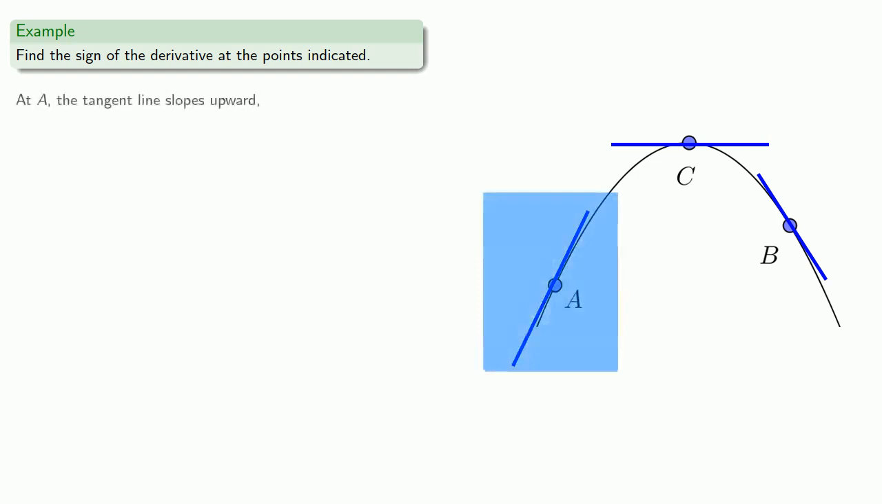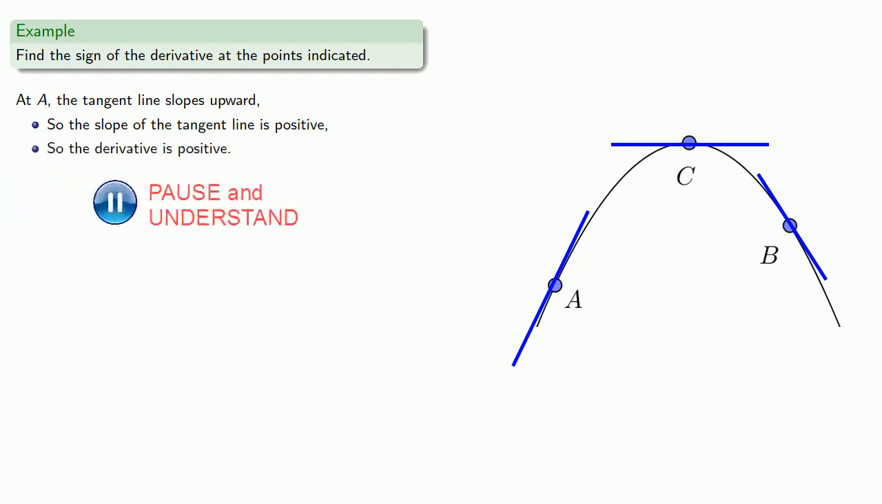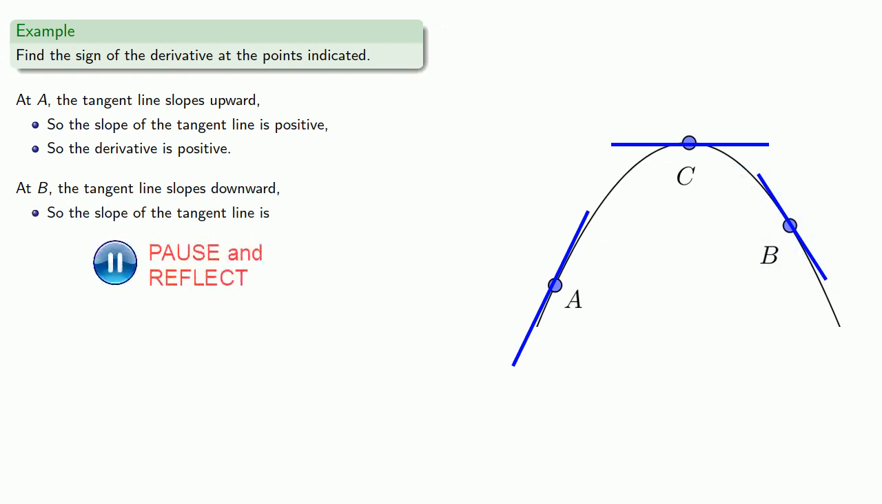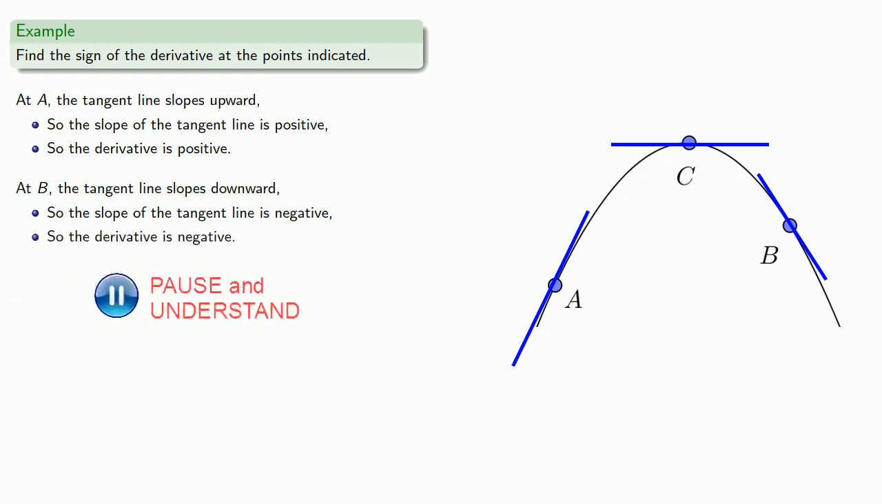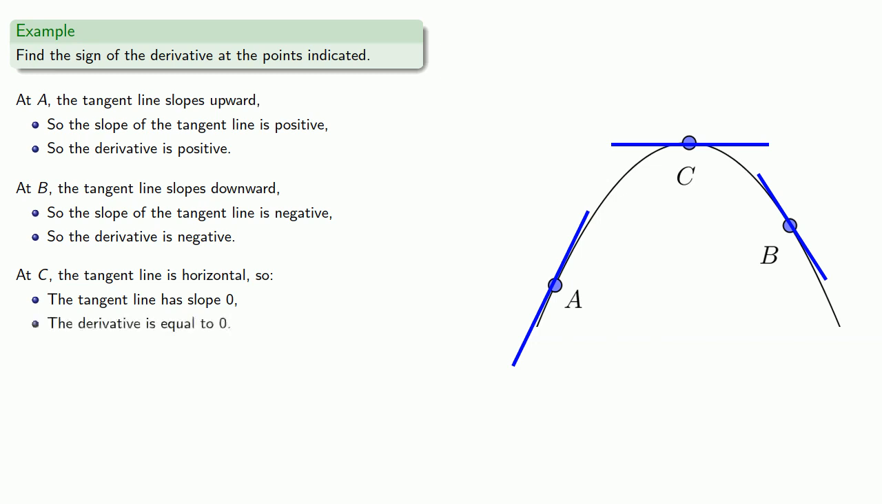At A, the tangent line slopes upward, so the slope of the tangent line is positive, so the derivative is positive. At B, the tangent line slopes downward, so the slope of the tangent line is negative, and so the derivative is negative. At C, we see the tangent line is horizontal, and so the tangent line has slope 0, and the derivative is equal to 0.